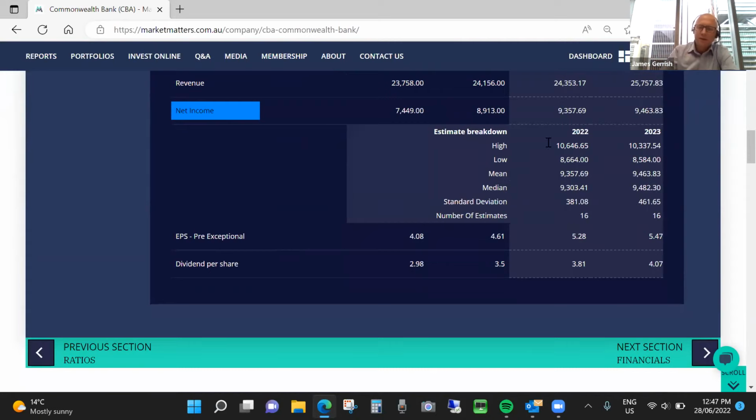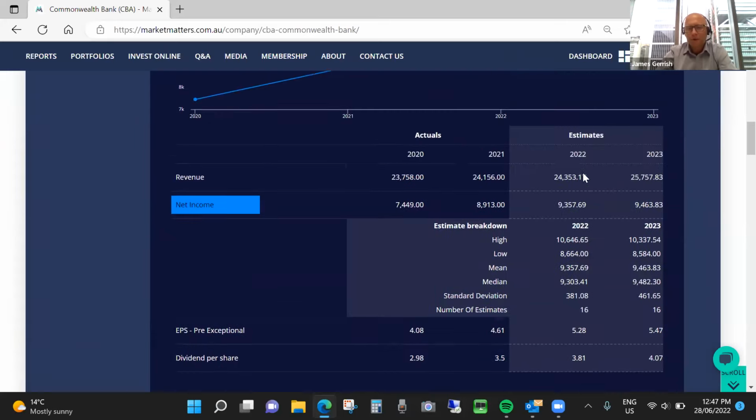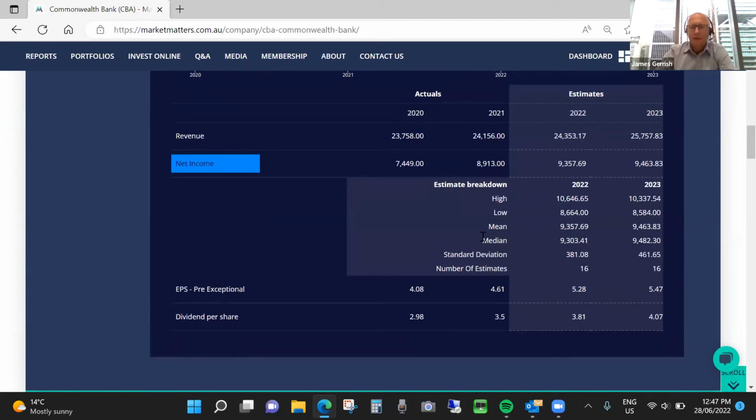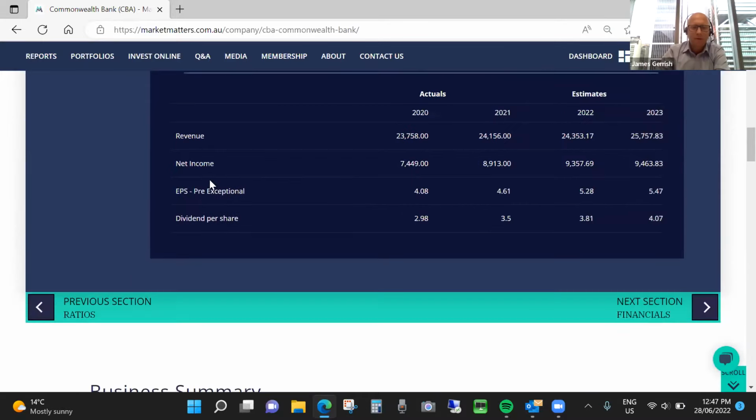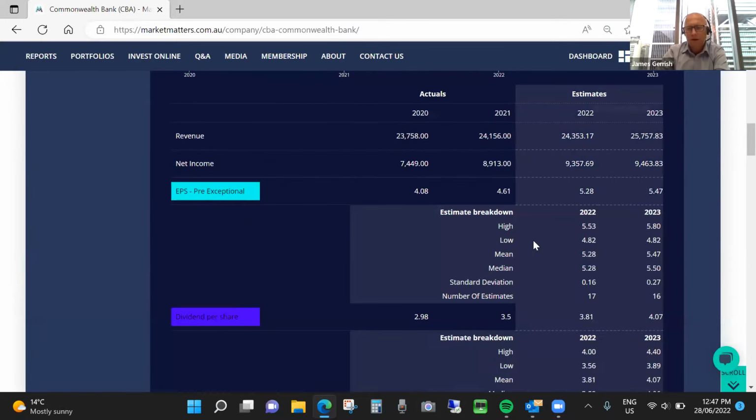So the number of estimates is 16, which means the number of brokers that are providing coverage on CBA and putting their numbers into this capture. The high, low, and mean estimates for the net income number for both 2022 and 2023, and the same and so forth for earnings per share and dividend.